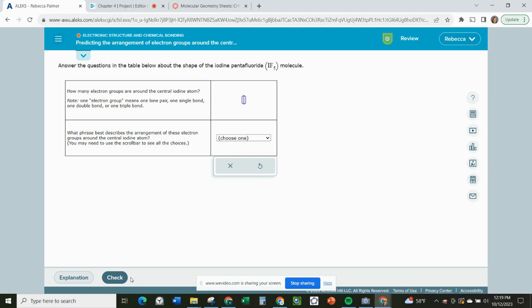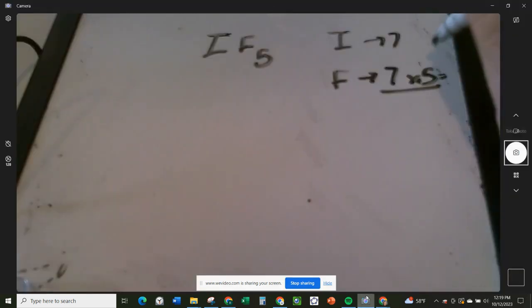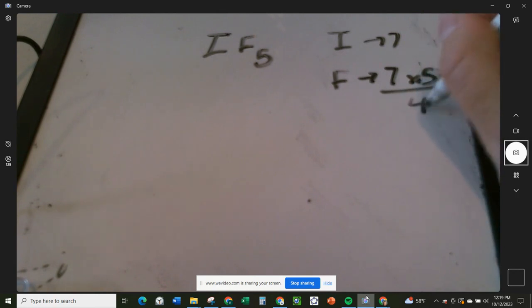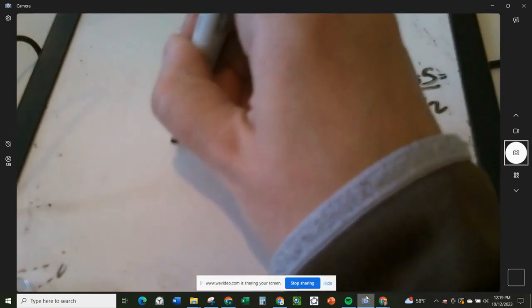My marker is losing ink. Okay, and then remember we need to look at how many valence electrons. Go to the periodic table. Iodine has 7. Fluorine also has 7. There are 5 fluorines, so 7 times 5 is 35 plus 7 is 42. That makes sense, 7 times 6 is 42. Okay, so we're going to pick iodine as our central atom.